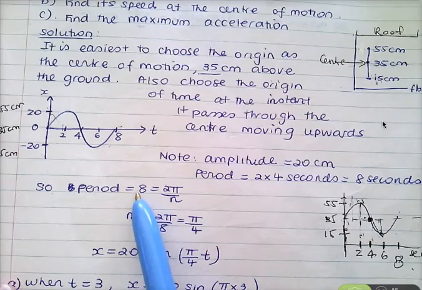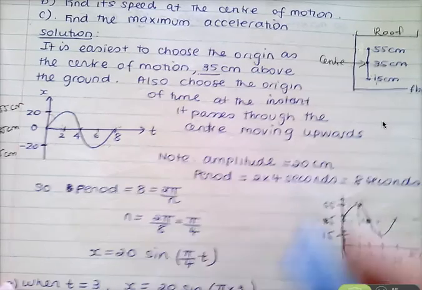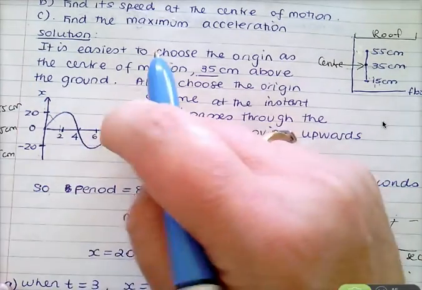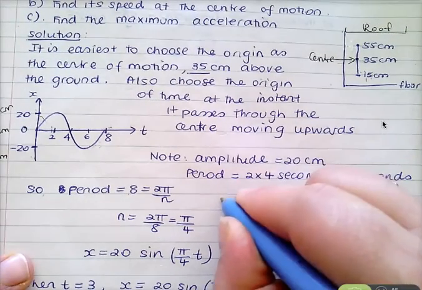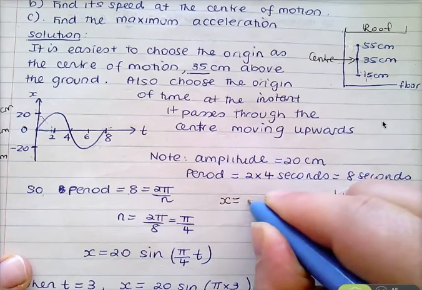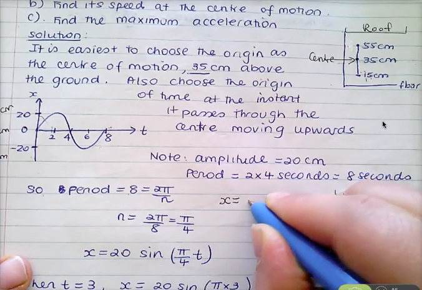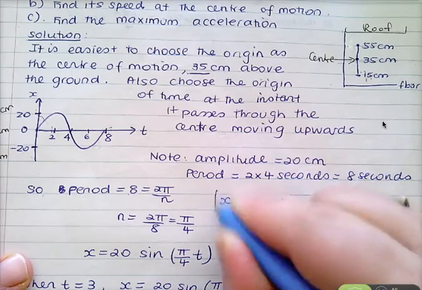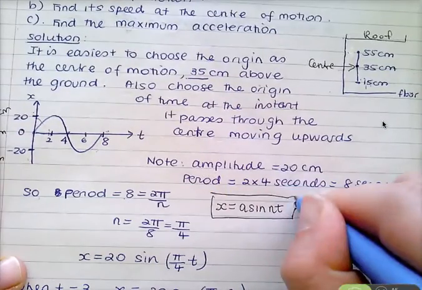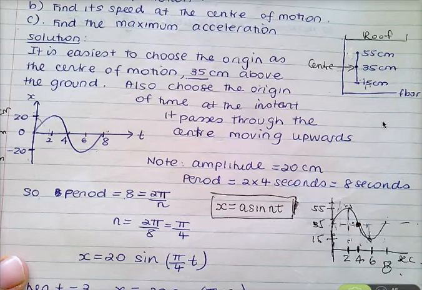Now we know that period, so what we're going to say is our equation, if we look at that equation, that's not shifted up or down. That's just a sine curve. So my general equation is x equals a sine nt. There is no plus alpha, because it's not shifted sideways at all.